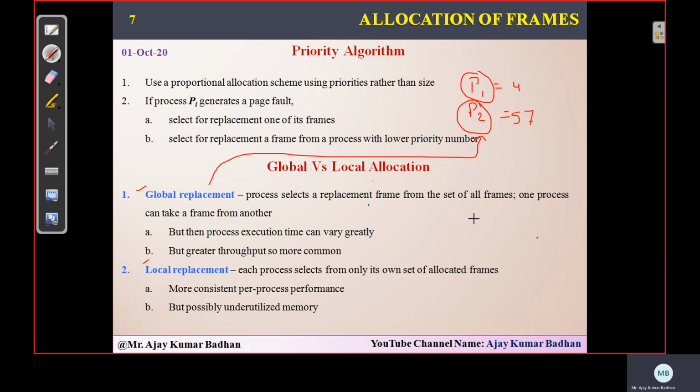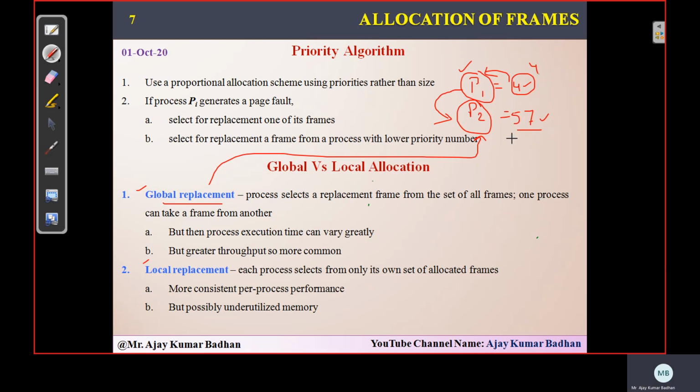I think you are getting it. Please remember what I'm saying. Whenever the process is executing, we have already allocated process P1 4 frames, meaning using these 4 frames it has to perform the operation, and process P2 should use 57 frames to perform its execution. But if you apply a global replacement technique, then what happens here? Process P1, even with its allocated 4 frames, can try to access the frames of process P2. And even though P2 is allocated 57 frames, it can still try to access a frame of process P1.